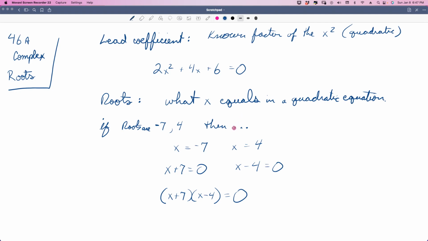Welcome to Algebra 3. We're in lesson 46. This is part A, complex roots. So first I'm going to go over a few terms just to refresh our memory of some things and some terminology.